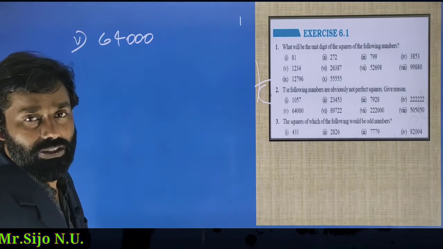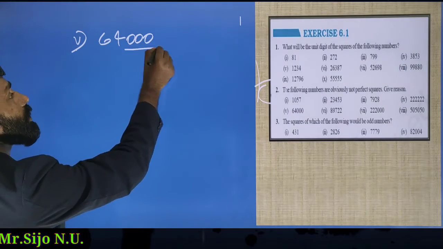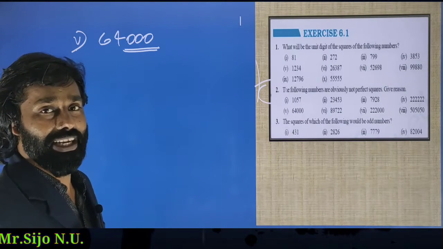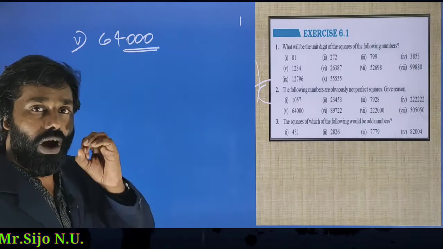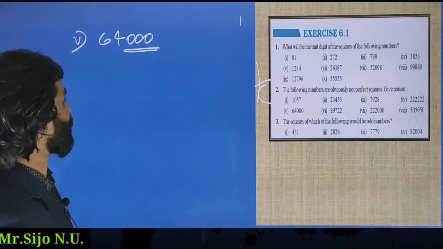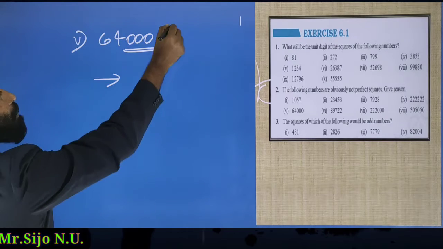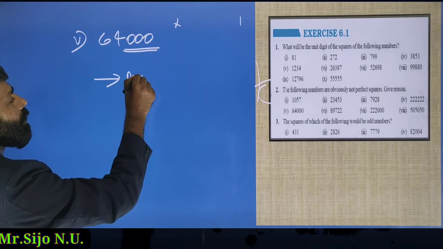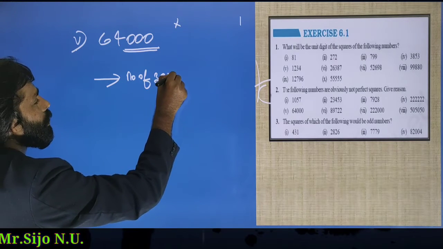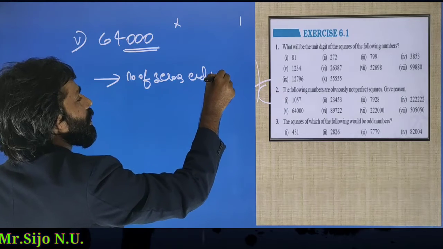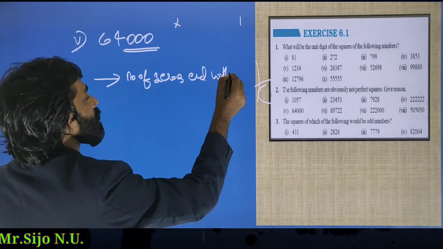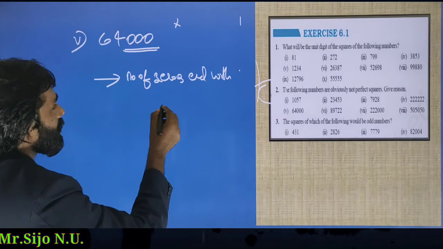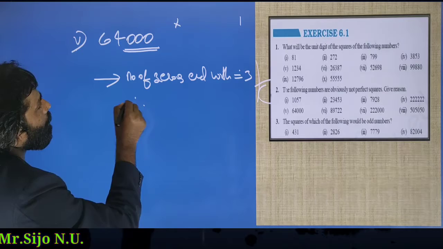To check whether it's a perfect square number, we just count the number of zeros. If the number of zeros is even, then it may be. But if the number of zeros is odd, it should not be. So here we got it's not a perfect square number. The reason is the number of zeros is equal to 3. Therefore it's an odd number of zeros.